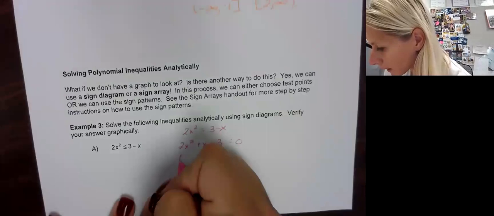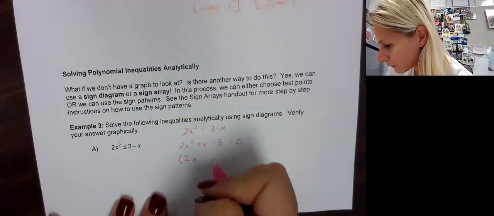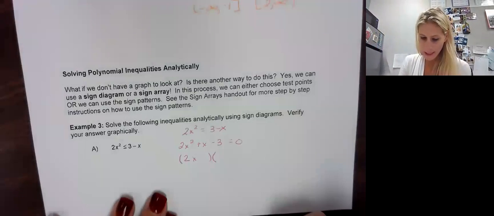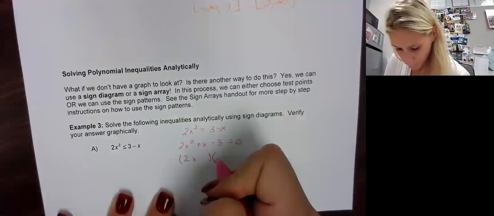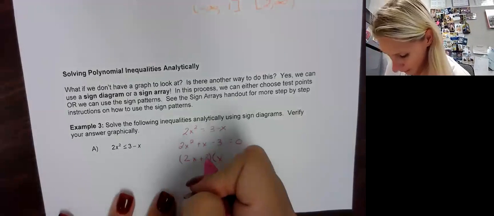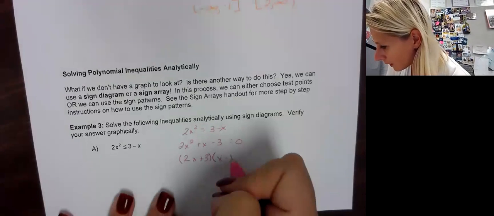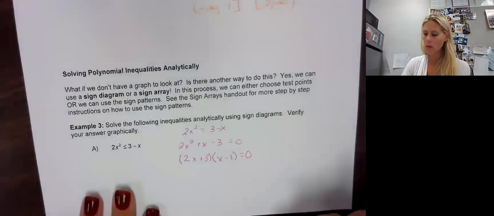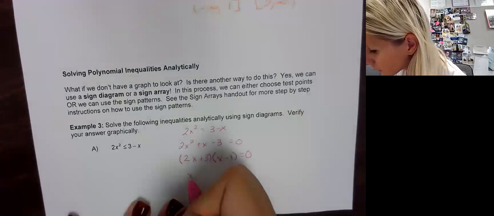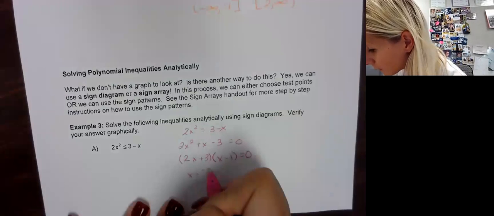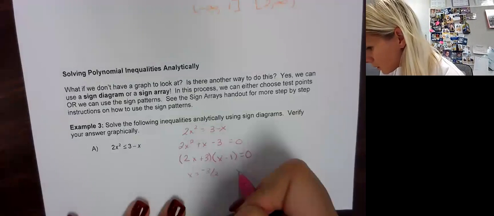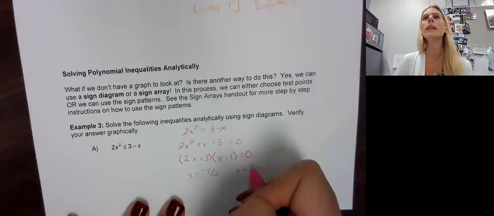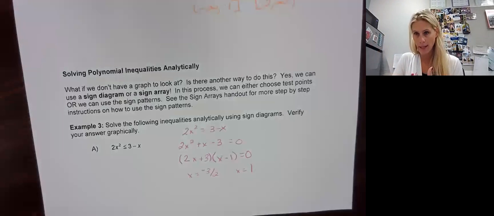I'm going to factor quickly, guys, because again, if you need that practice factoring, then use that time wisely, and ask me if you need help. So when I factor, I get 2x plus 3 times x minus 1 equals 0. That means x equals -3/2 and x equals 1. Okay, so this is when our two graphs would intersect. But we need to figure out where it's above or below, okay?